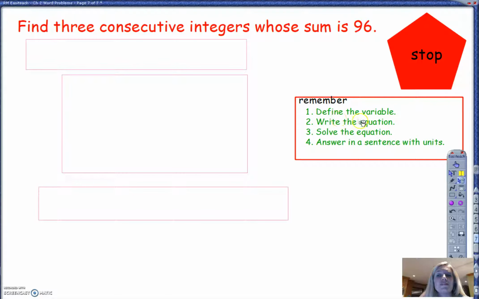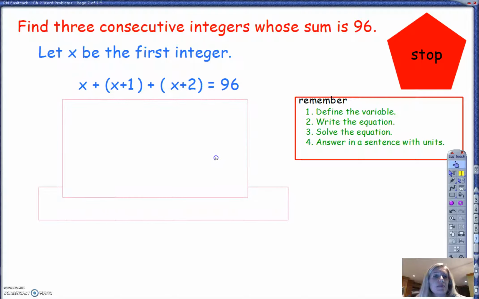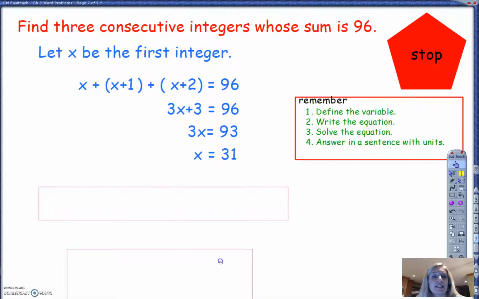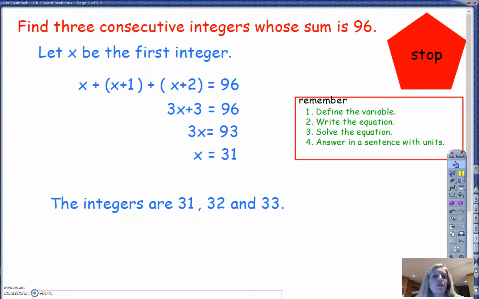First thing we're going to do is define the variable. So we're going to say let x be the first integer. Then we're going to write our equation. x plus x plus 1 plus x plus 2. And these pluses are showing our sum. Combine like terms, subtract over, divide, and we get that x equals 31. In the last step, answer in a sentence with units. The integers are 31, 32, and 33.